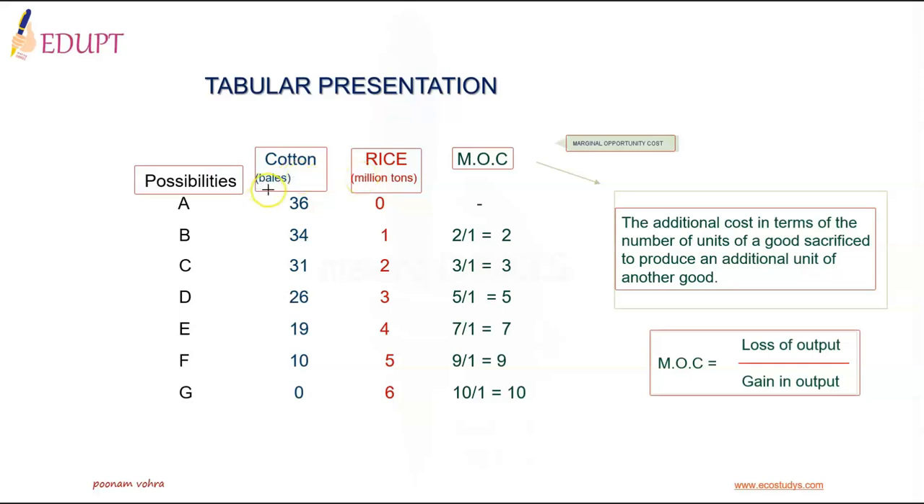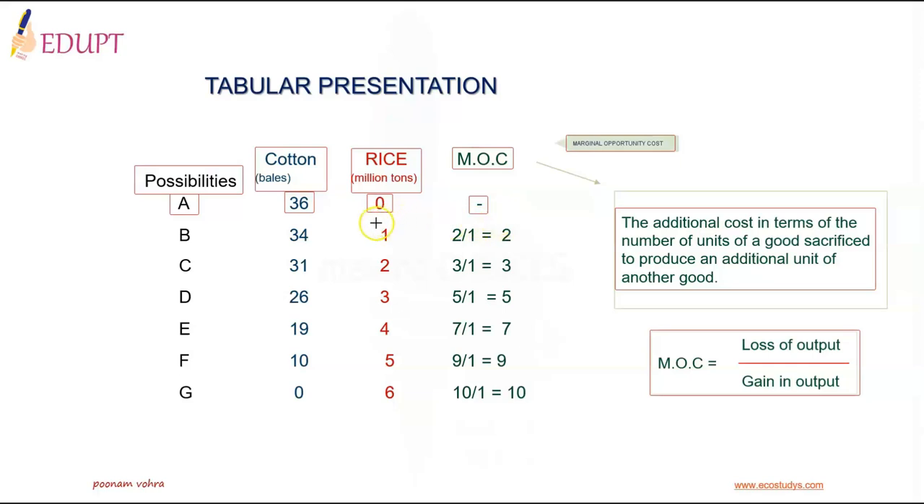In case the economy decides to produce only cotton and all the resources are used in the production of cotton, then the economy is faced with possibility A, implying that 36 bales of cotton can be produced, but nothing of rice will be produced because no resources are devoted to rice. In that case, marginal opportunity cost is not defined.